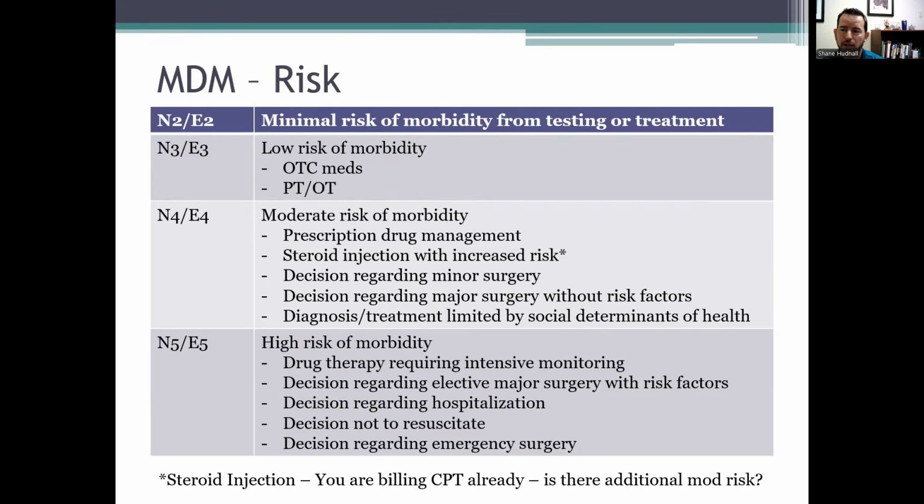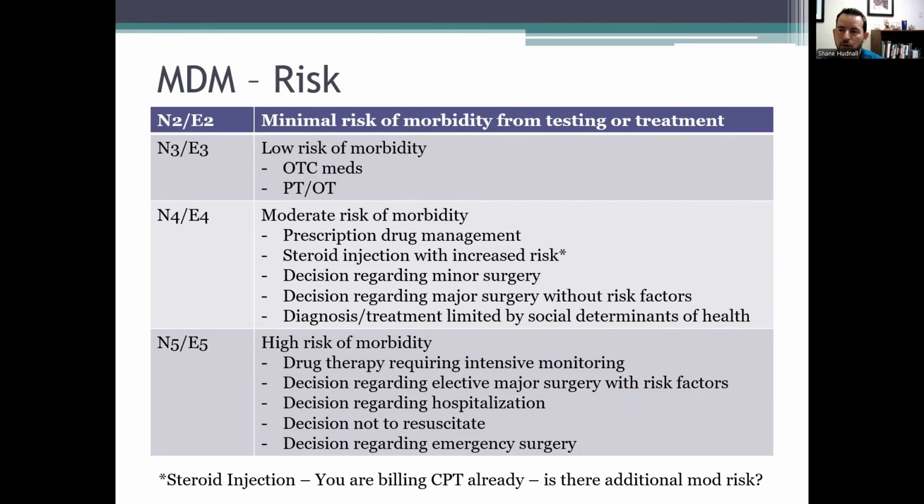The steroid injection with increased risk, this has been a kind of a gray area, I would say, within the medical billing community. If you were billing a CPT code for a steroid injection, typically you can't, quote unquote, double dip and also include that in your risk assessment. That risk is already woven in with the CPT code. However, if that steroid injection has an increased moderate risk and you put that within the chart, that could potentially increase that where you get a level 4 for risk. Say it's someone with uncontrolled diabetes that you choose to do a steroid injection, that may qualify there.